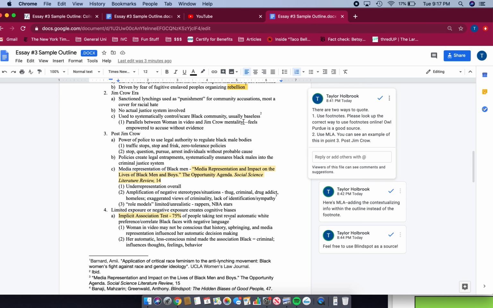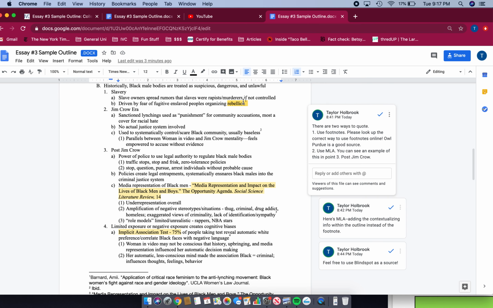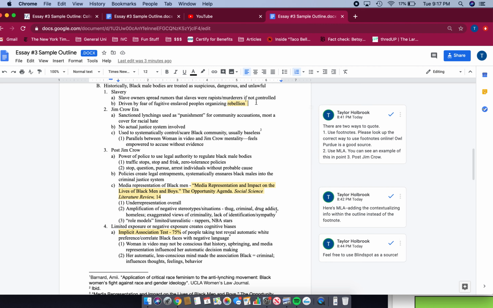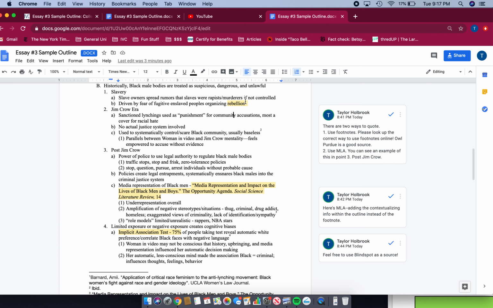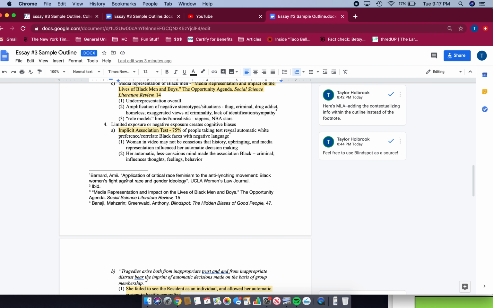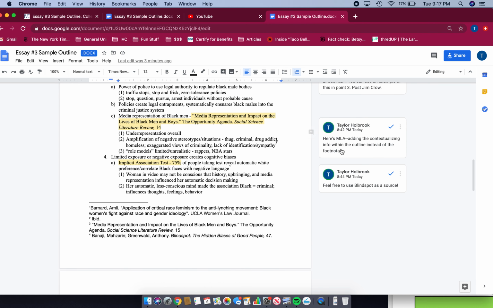So there's two ways that you can cite. One is to use footnotes. And again, go on OWL Purdue to look at the right way to do that. For a footnote, you're just going to do insert footnote, which is right here. And then it will bring you down here, and you can add in the name, the title, all the stuff that you'd probably say if you were writing it within the paragraph. And normally you have to do an entire citation. I'm not really worried about that right now.